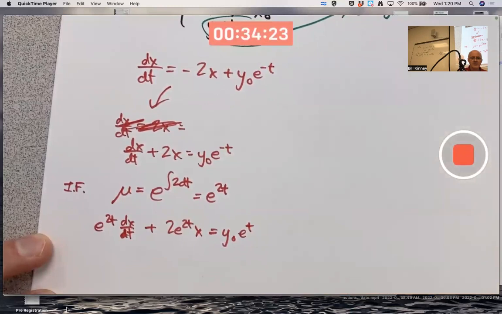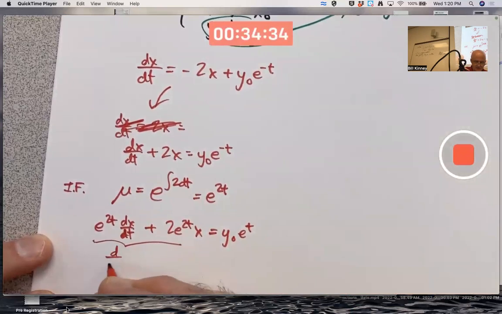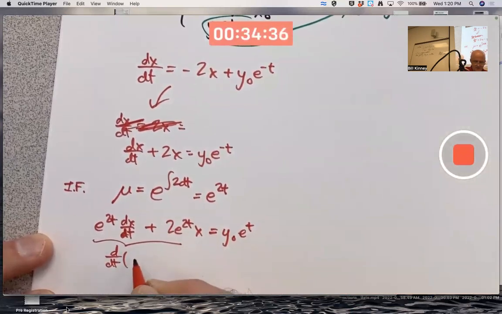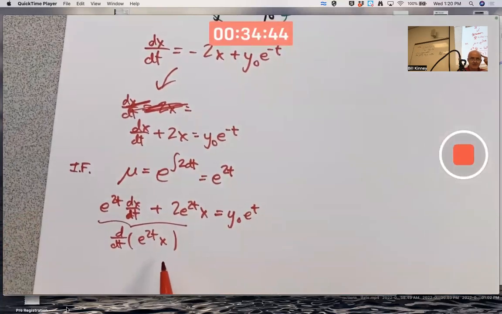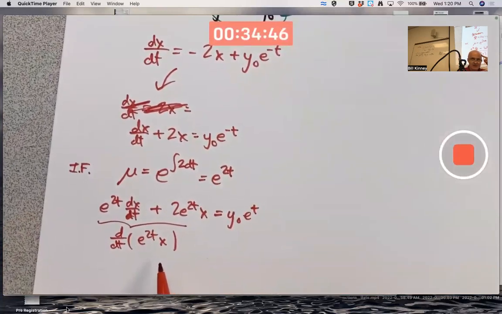Why is that helpful? Because if you've done it right, the left-hand side is easy to integrate. If you've done it right, the left-hand side will be the derivative with respect to t of the unknown function x times the integrating factor. I'll write it as the integrating factor times x. x is a function of t. I'm not writing that there, but it is. Keep in mind, x is a function of t. It's not a constant.